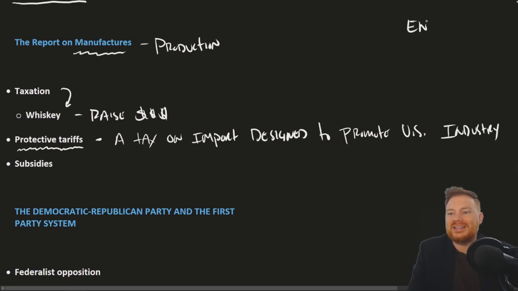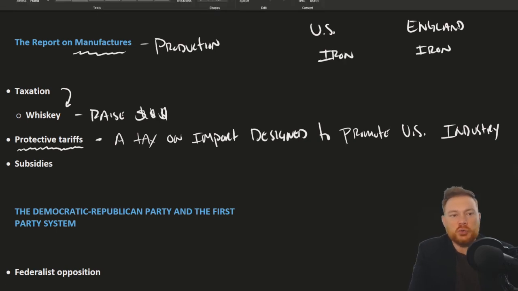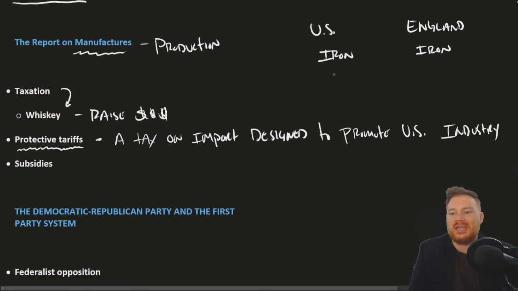Right, so for example, if we got England and we got the U.S., and they're making iron. And let's just assume that the quality of iron is the same. However, the U.S. iron costs $2 and English iron costs only $1. In this circumstance, most people would buy the iron from England. Same quality, it's cheaper. But one way that the United States can help foster its own domestic industry is by placing a tariff, right? And so if the tariff or tax is $2 more, that brings the overall cost of English iron to $3, of American iron to $2. And that means most people are going to buy now stuff from the U.S.